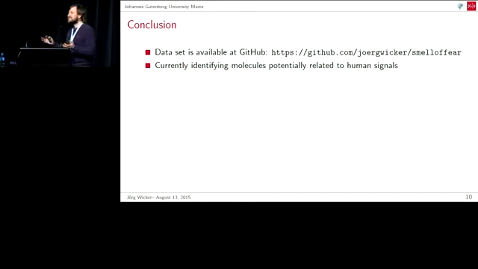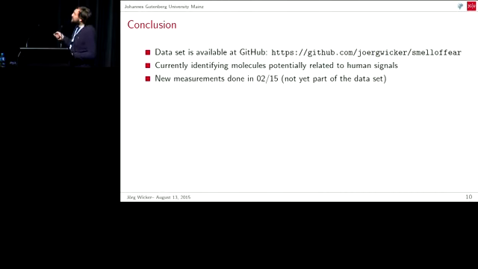And we have a huge list of these causal relations, and we're looking into that. It's really a hard task because of the metabolism and so on. Now, another thing: we did new experiments in February, which are not part of the data set yet, but this is more with psychologists together.